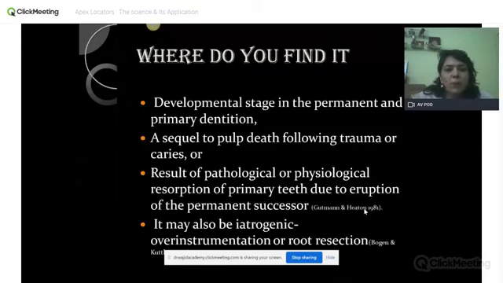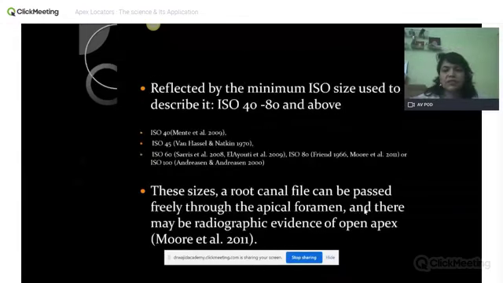Where do you find open apex? Developmental stage of permanent and primary dentition, as a sequel to pulp death following trauma or caries, or as a result of pathological or physiological resorption of primary teeth due to eruption of the permanent successor. It may also arise from iatrogenic over-instrumentation or root resection.